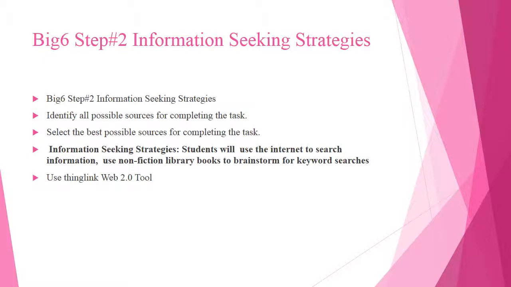Big Six step number 2 is information seeking strategies. This step allows students to identify all possible sources for completing the task. They select the best possible sources for the task, and students will use the internet to search for information. They will use nonfiction library books to brainstorm for keyword searches, and they will use the ThingLink Web 2.0 tool to actually create information.